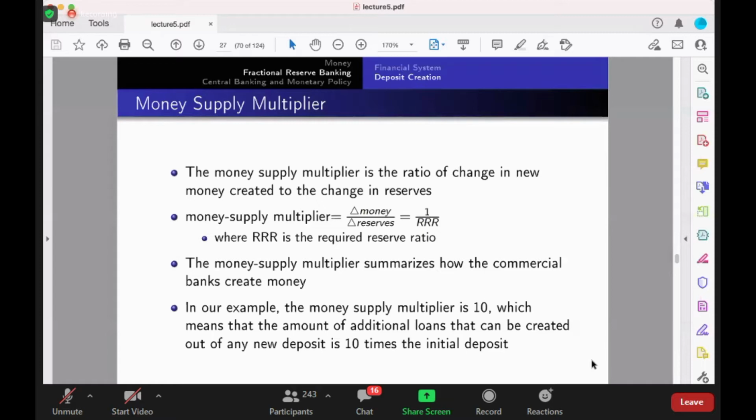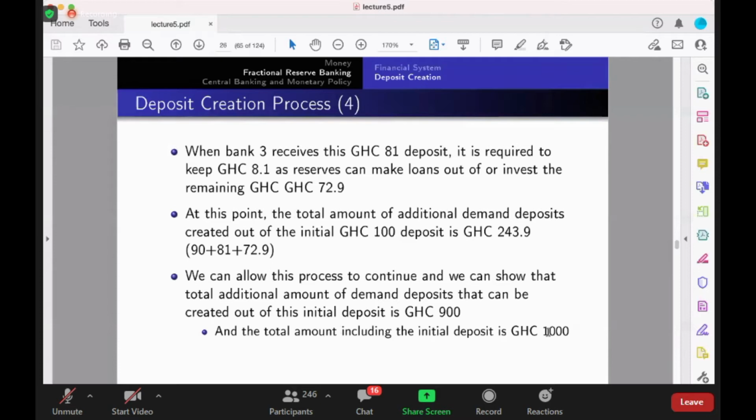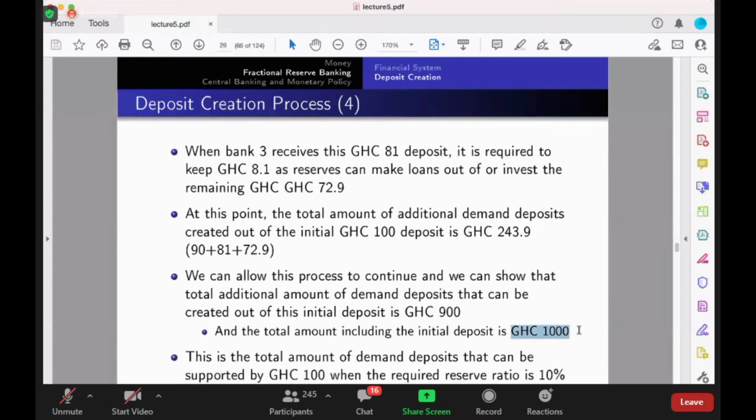So let's calculate the money supply multiplier now. It is 1 divided by 0.1, which is equal to 10. In our example, the money supply multiplier is 10, which means the total amount of additional loans that can be created out of any new deposit is 10 multiplied by the initial deposit. We started with an example of 100. If we multiply 10 by 100, you get 1,000, which is the total amount of money that we see here.